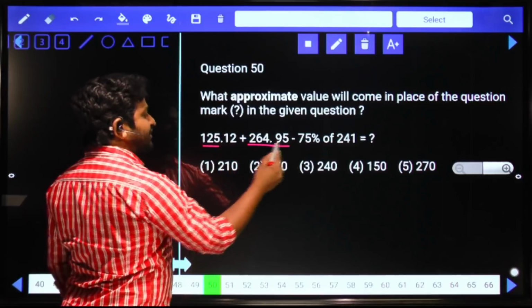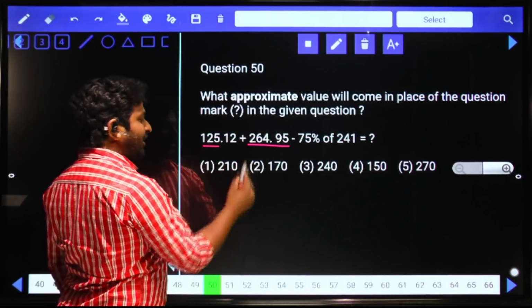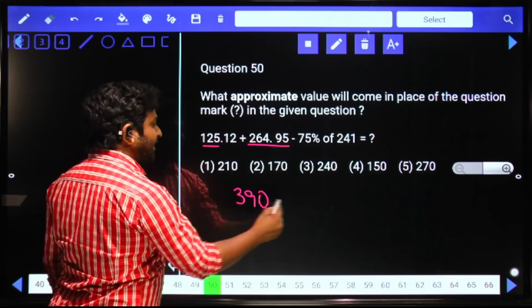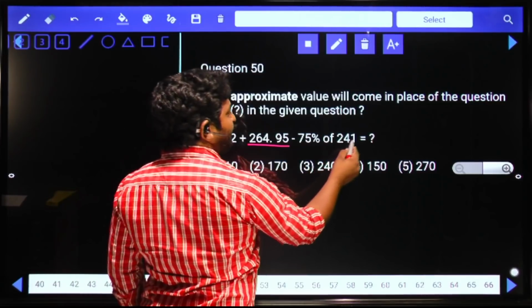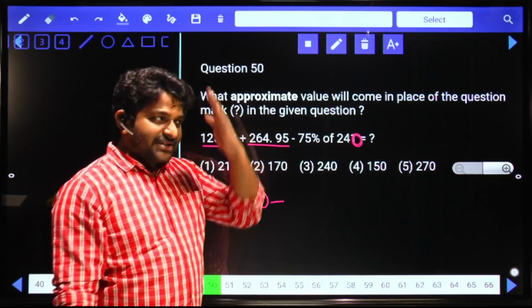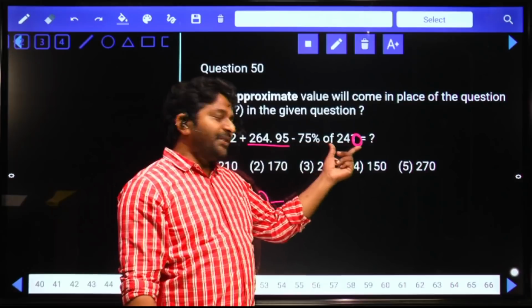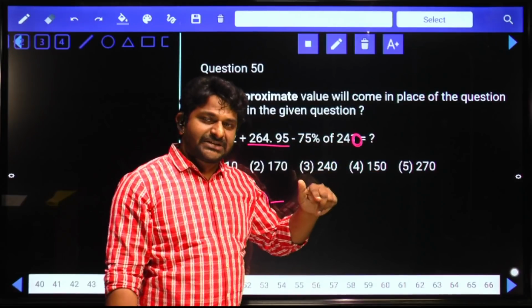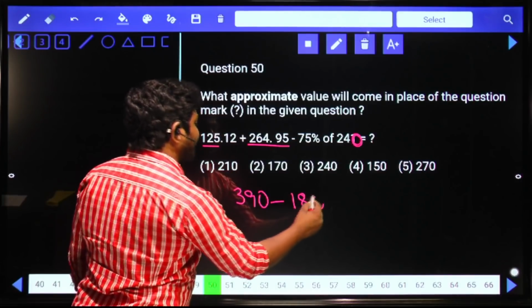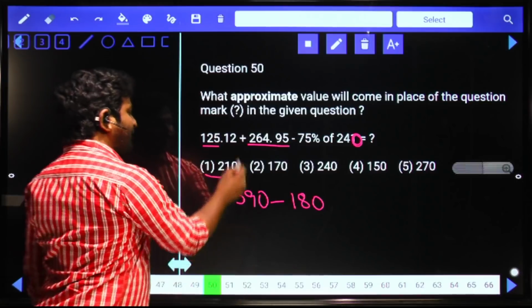125 plus 265. 100 plus 200, 300. 25 plus 65 is 90. Minus 75% of 240. Let's take it as 240. 75% in the sense half plus half of the number. Half is 120. Again half is 60. 120 plus 60 is 180. If you subtract 180 from this number, the answer is 210. First option.